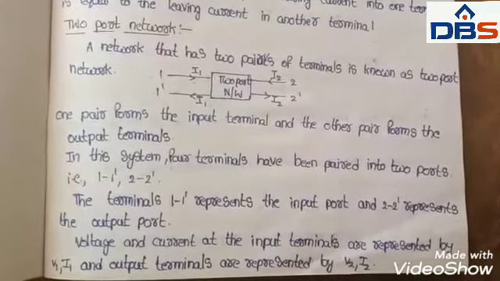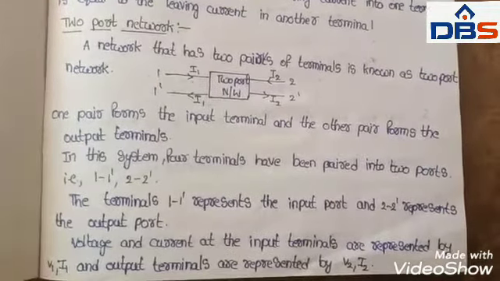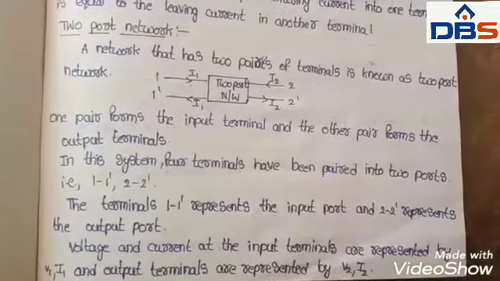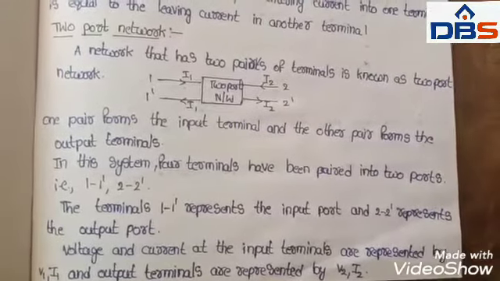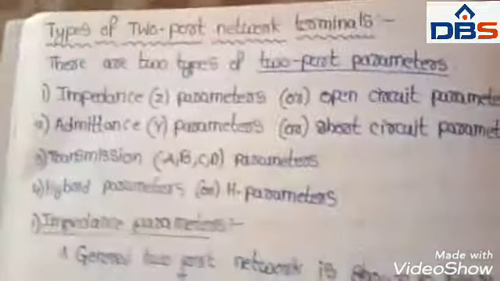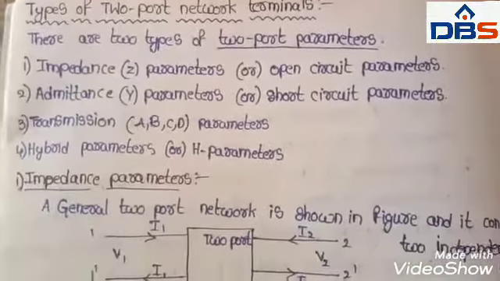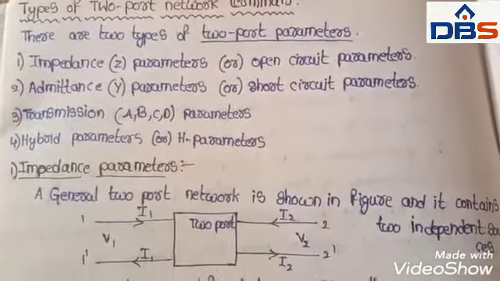Suppose we mention the voltage and current at the input terminals as V1 and I1, and the voltage and current at the output terminals as V2 and I2. Like that, a two port network may describe the complete behavior of the network.